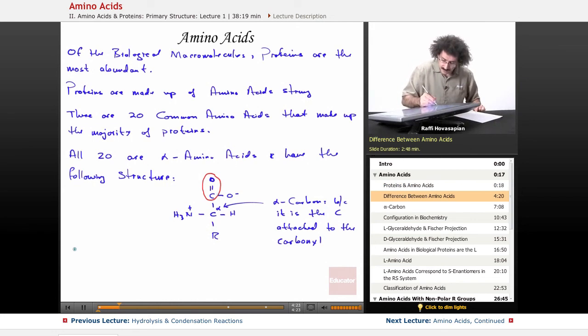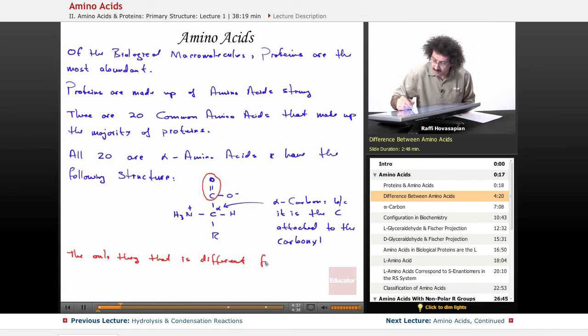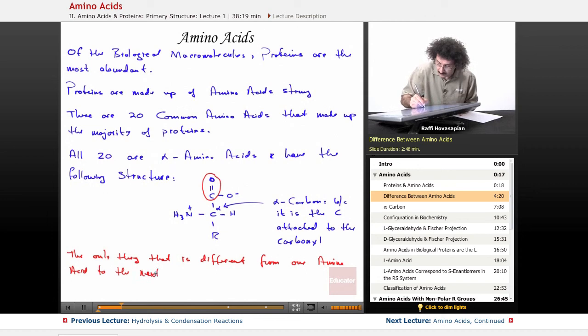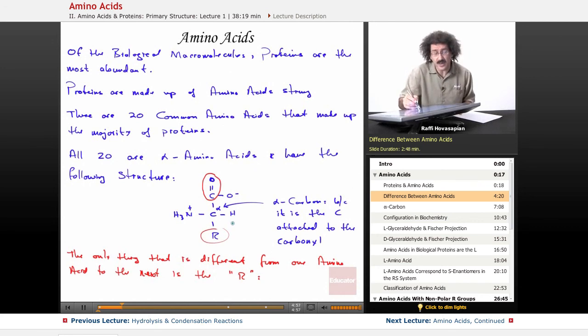The only thing that is different from one amino acid to the next is the R group. It's this thing right here. That's the only thing that's different. Everything else is actually still the same.